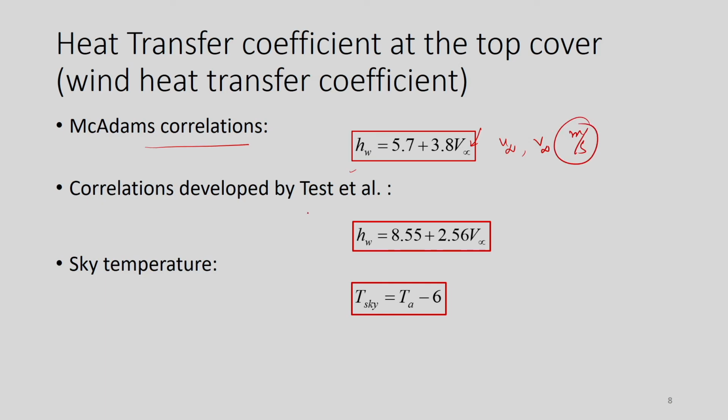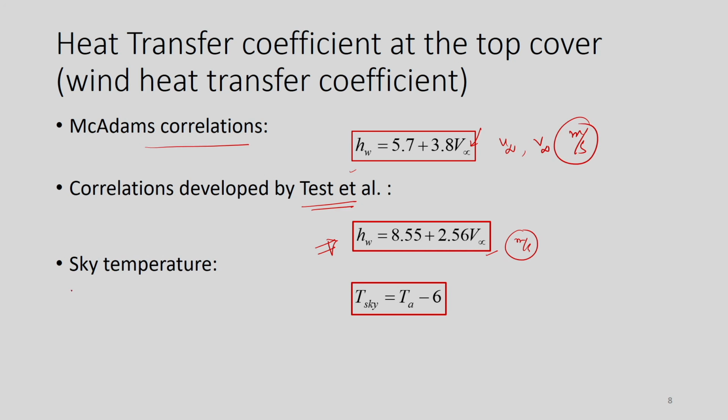Also, there are other correlations developed by Test et al. He has demonstrated based on his experimental observations that HW is equal to 8.55 plus 2.56 into velocity infinity. So, this is in meter per second. So, either of these two correlations can be utilized to find out the HW value.